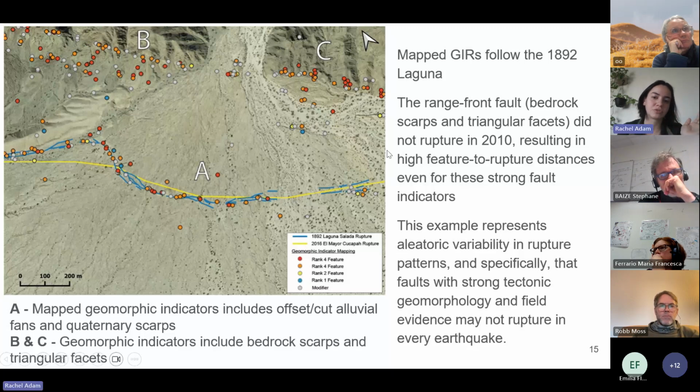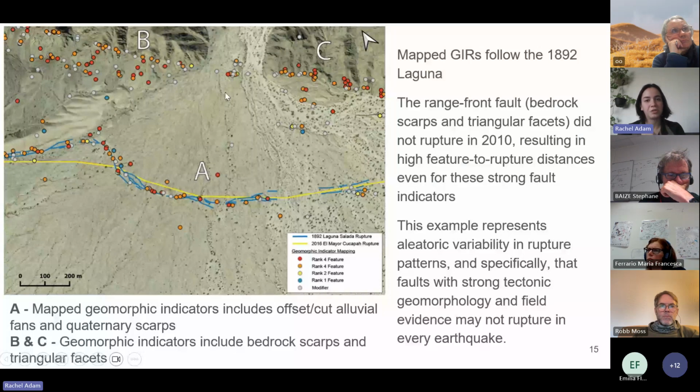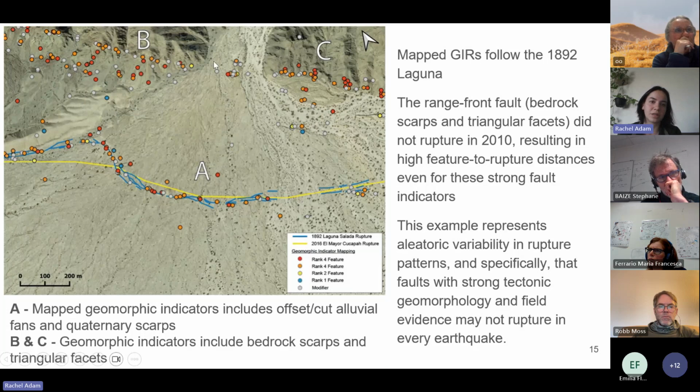Unfortunately, the 2010 rupture did not occur along this range front. Although we know there is a fault there, the location of the fault had been verified with field work prior. So we know there is a fault there, but with our pre-rupture mapping technique in that specific rupture, it did not go along the range front. That represents aleatoric variability, where there could be strong tectonic geomorphology and field evidence for the fault, but it's not going to rupture in every earthquake.